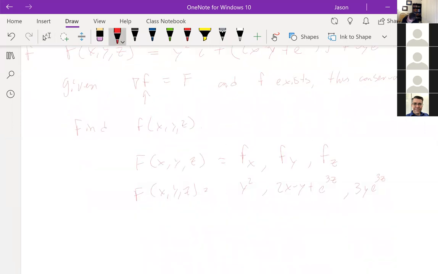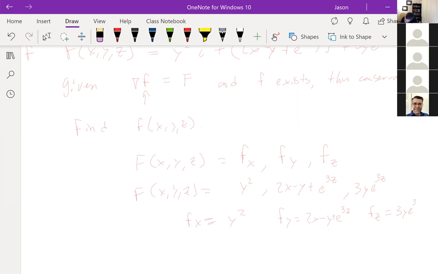Okay, so let's find the partials of this. It's going to say f sub x is equal to y squared. f sub y is equal to 2x − y plus e to the 3z. And then f sub z is equal to 3y e to the 3z.